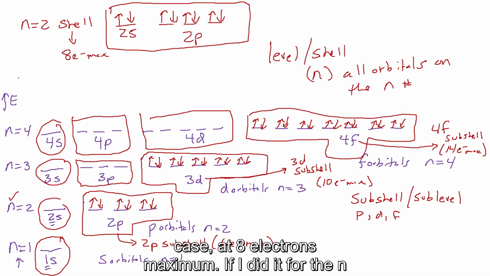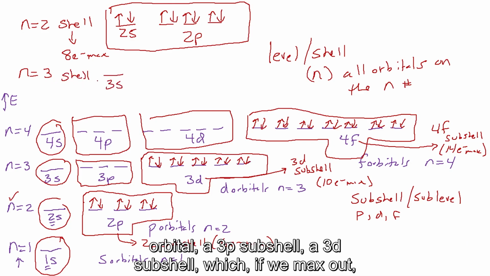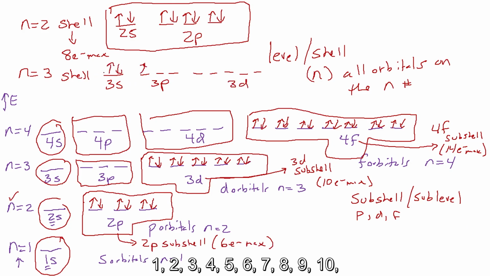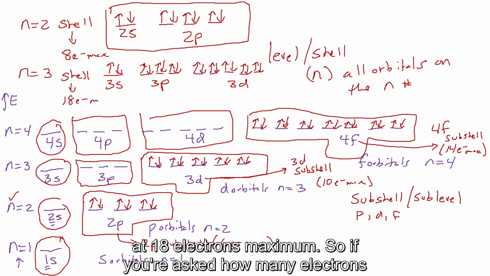If I did it for the n equals 3 shell, our level, there is on that one a 3s orbital, a 3p subshell, a 3d subshell, which if we max out 1, 2, 3, 4, 5, 6, 7, 8, 9, 10, 11, 12, 13, 14, 15, 16, 17, and 18 electrons, it would max out at 18 electrons maximum.